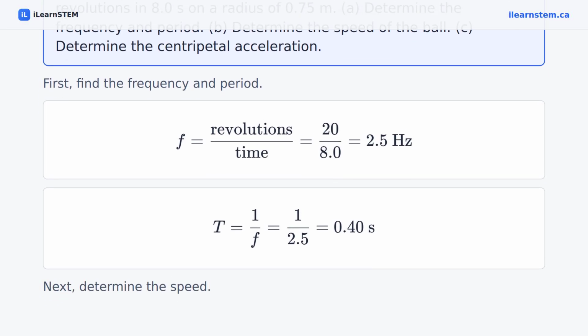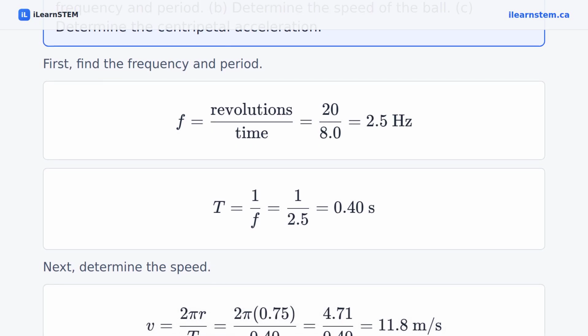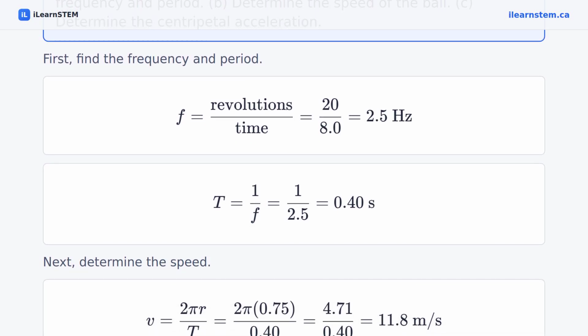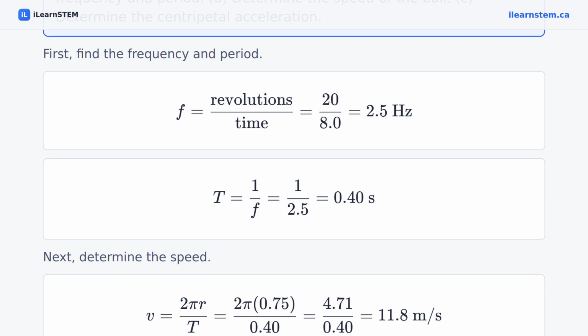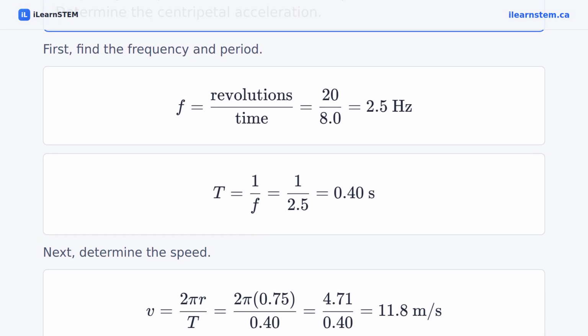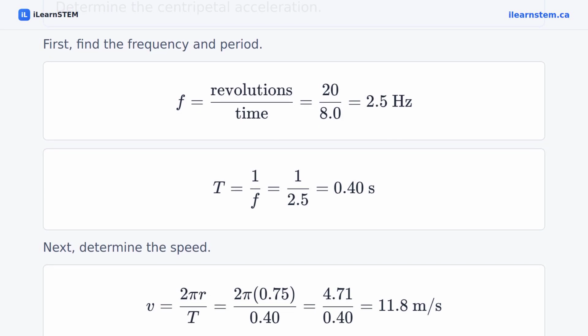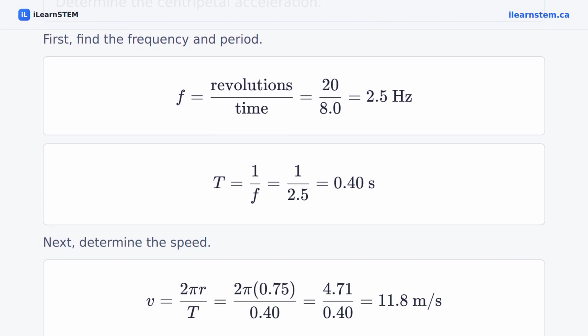Next, we determine the speed. Speed equals circumference divided by period. Circumference is 2 pi r, so 2 pi times 0.75 is 4.71, divided by 0.40 gives 11.8 meters per second.